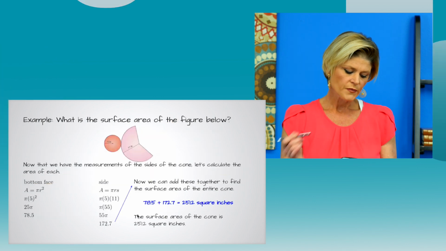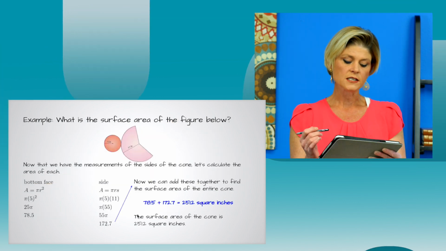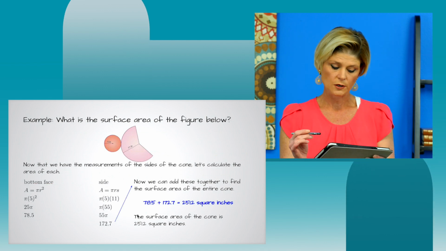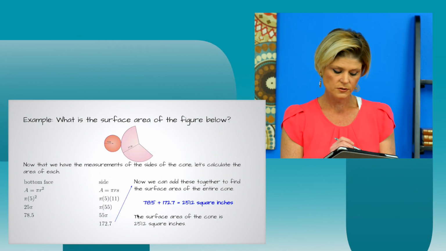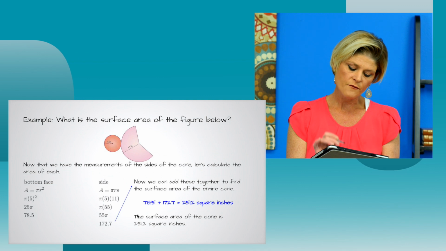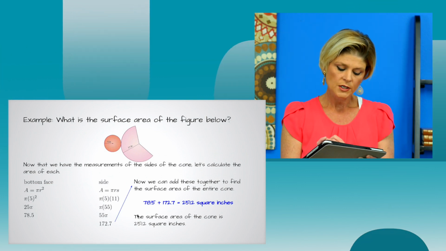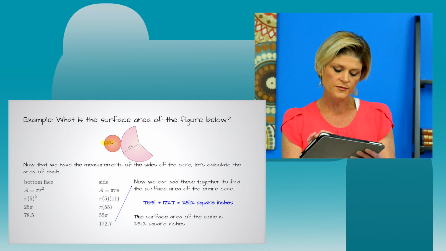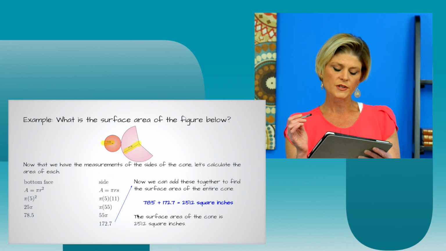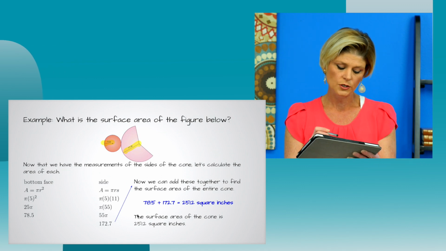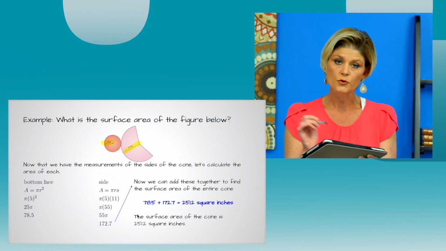So let's try one. The question asks us, what is the surface area of the figure below? And there's a cone just like the one we just looked at. Okay, now that we have measurements of the sides of the cone, let's calculate the area of each. So the circle we know has a radius of 5 inches, and the sector, that measurement is 11 inches. So let's start with the bottom face, or the circle.